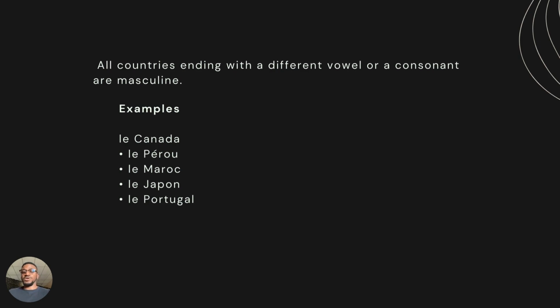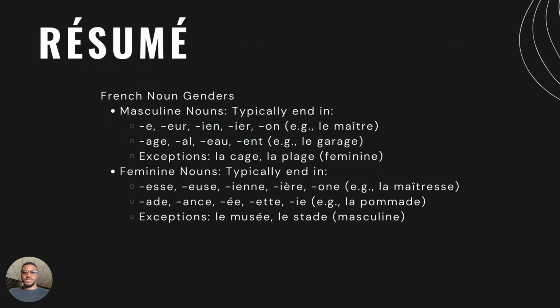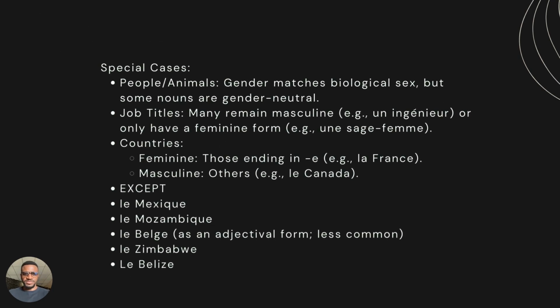So you ask yourself, where do we find the exceptions? It's the ones that end in an E but are masculine. There are about five of them: le Mexique, le Mozambique, le Belge, le Zimbabwe, le Belize. Even though it ends with an E, it's masculine.